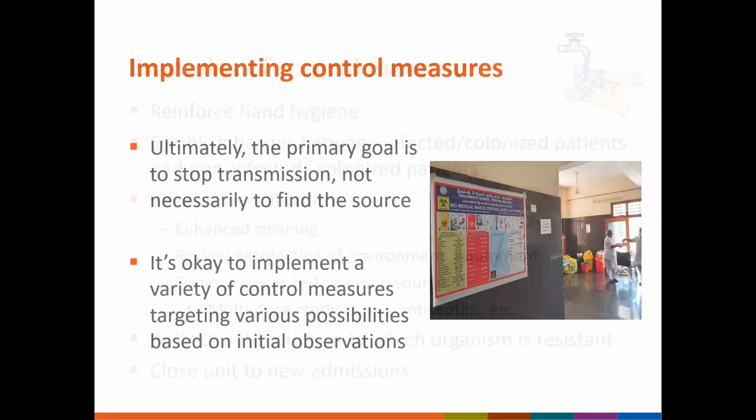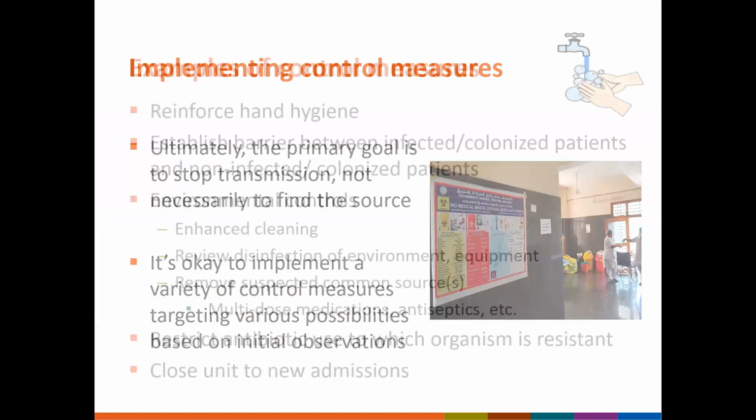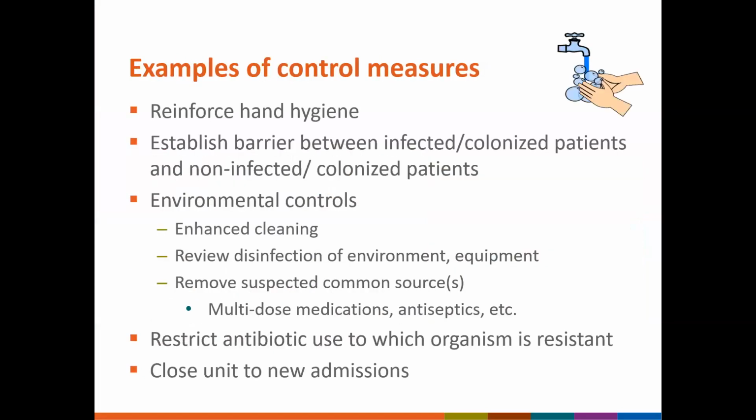So examples of control measures could include reinforcing hand hygiene in your health facility, establishing a barrier between infected and colonized patients and non-infected and non-colonized patients, and environmental controls like enhanced cleaning, reviewing disinfection of environment and equipment, removing suspected common sources like multi-dose medications and antiseptics which are expired and things like that.